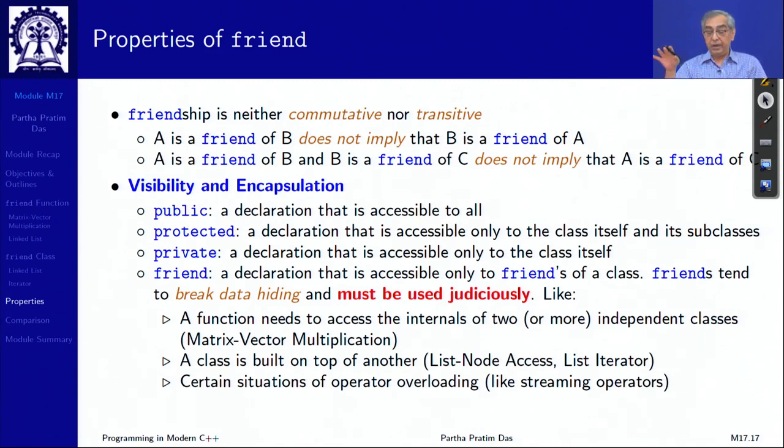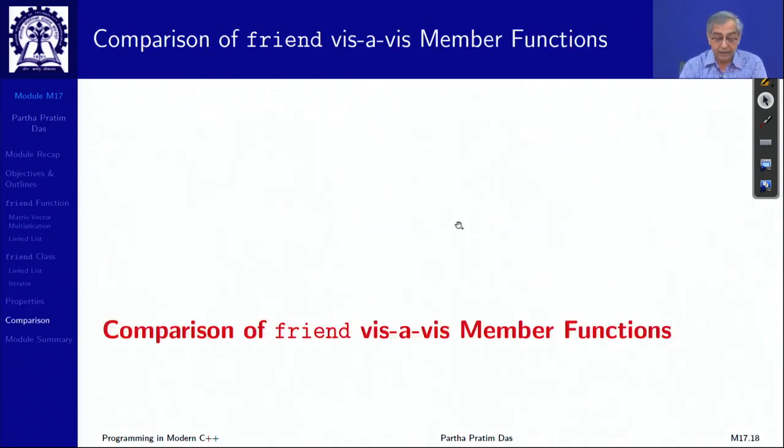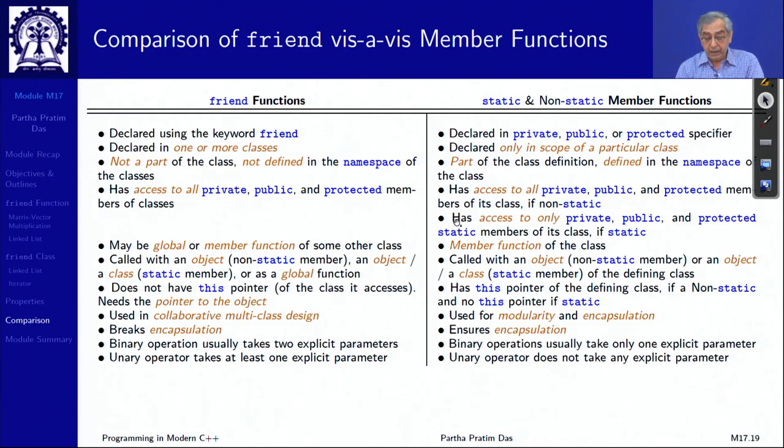And there are just a few scenarios where you use friend, like when the function needs to access the internals of two independent classes, as we have seen, matrix and vector. Or when one class is built on top of the other: there is a node, on top of that you have list, on top of that you have iterator, right, you have a 3-stage hierarchy. So, you need to go deep and see, and that visibility requires friend to be used. And we will show you some examples of specific streaming operators and so on, which make use of friend in a very specific way, and please keep those in mind and do not use the friend feature arbitrarily in your design.